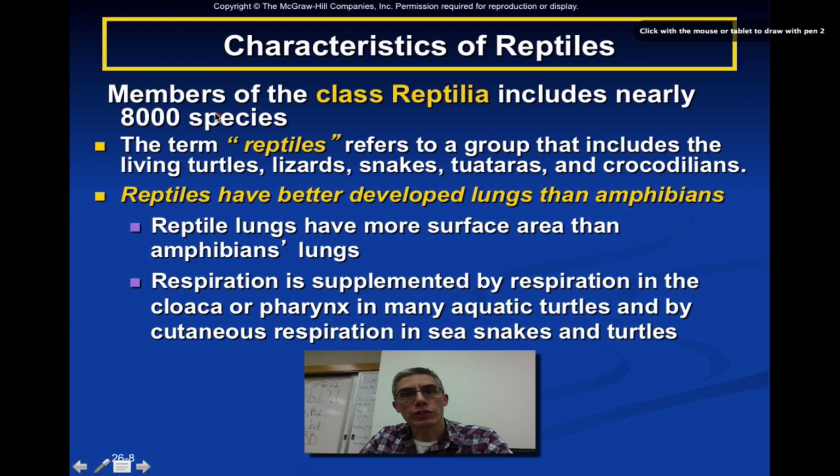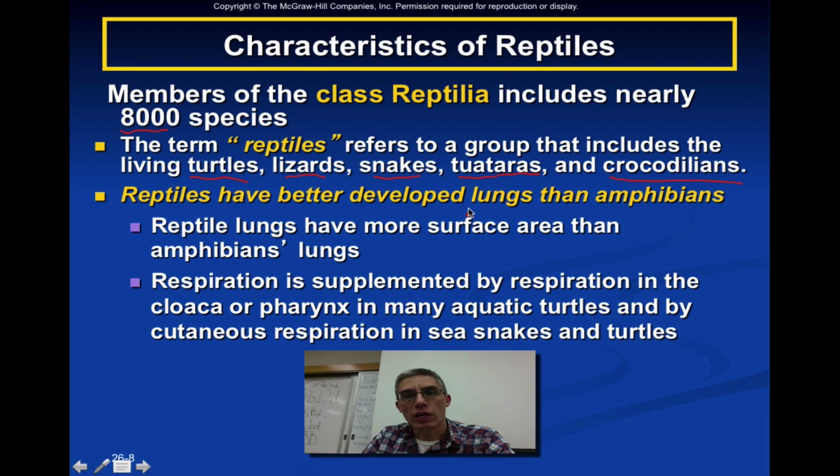Now, the class Reptilia is going to include about 8,000 species, and whenever you use the term reptiles, at least in present day, typically you're going to be referring to a group of animals that actually includes the turtles, the lizards, the snakes, what we call the tuataras, and the crocodilians.